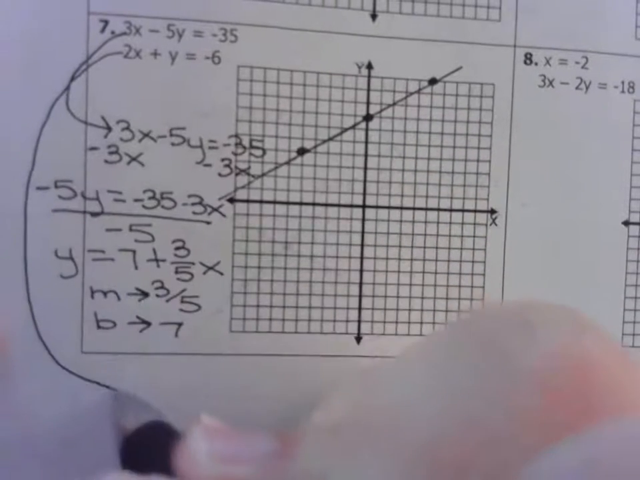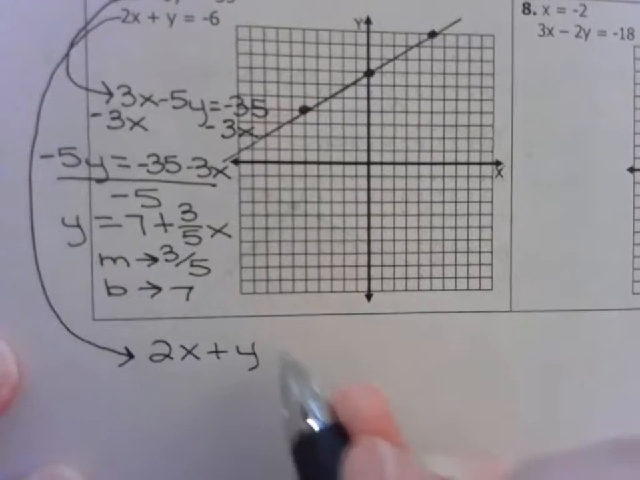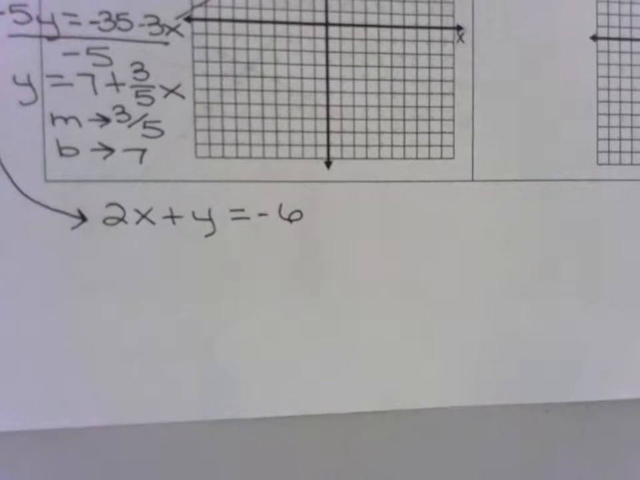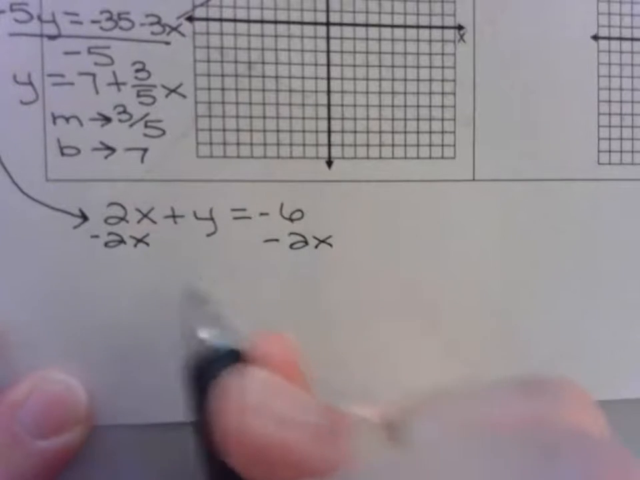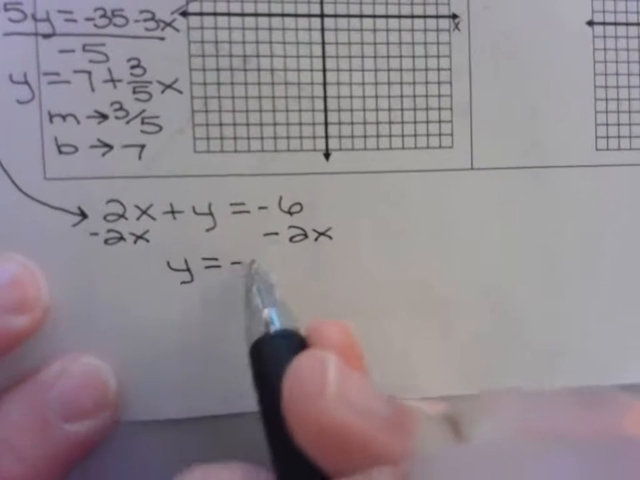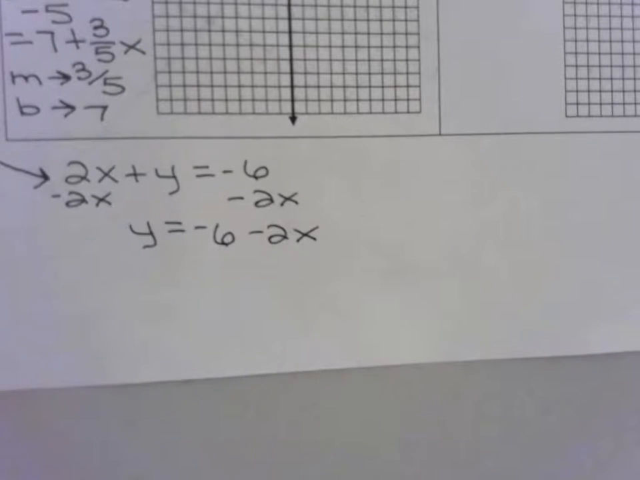Okay, 2x plus y equals negative 6. It's in standard form. Let's work with that equation. One step I can solve for y. So what is the one step to get y alone? Minus 2x. Good. Minus 2x, minus 2x. Y equals negative 6 minus 2x. And now y is alone.